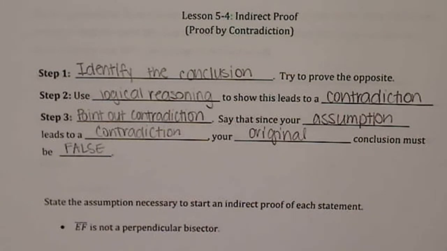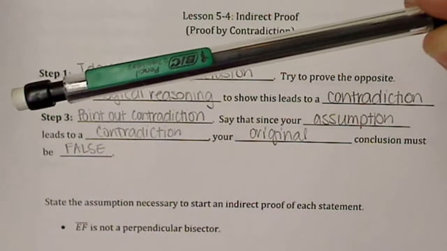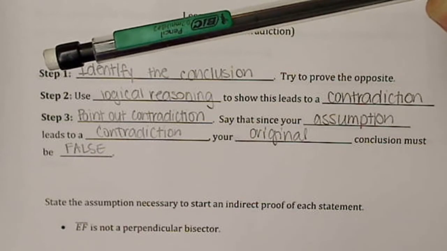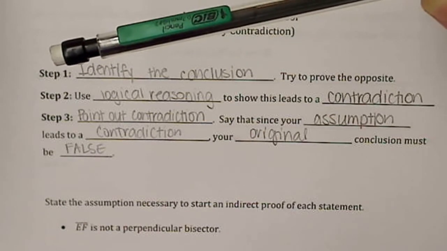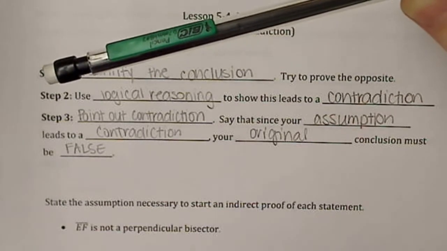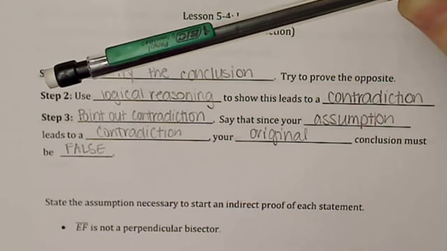Lesson 5-4, Indirect Proof. Don't be scared by the word proof in this section. It's nothing like the type of proofs that we've been doing. Think about this. If I want to prove that this is a mechanical pencil, one way to prove it is by trying to prove that it is not a mechanical pencil. You're going to be thinking opposites in this section.